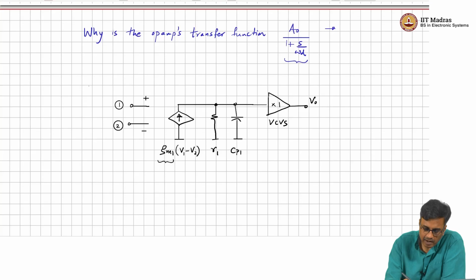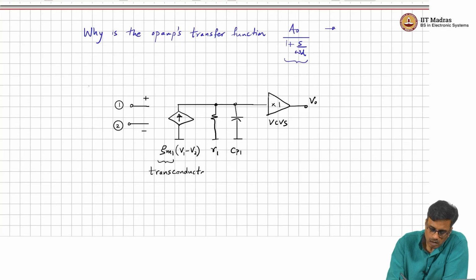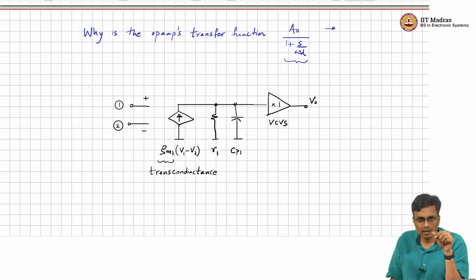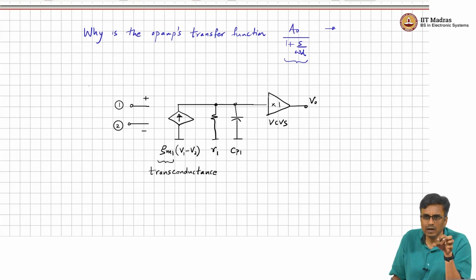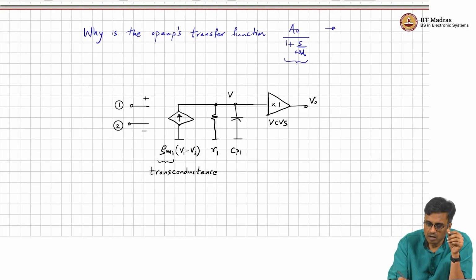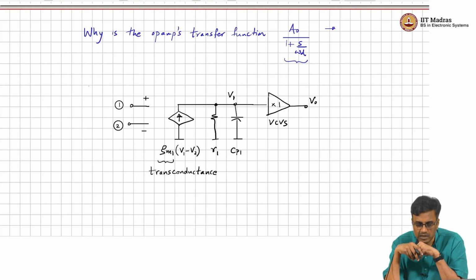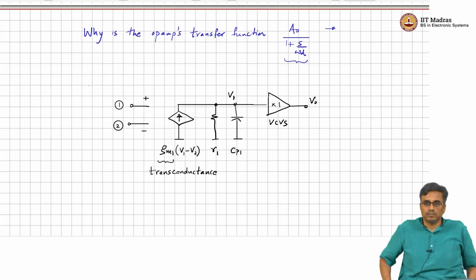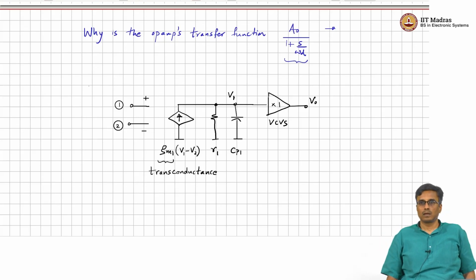GM1 is called the transconductance, because the first stage basically converts the difference in voltage into a current, and that current flows through a large resistor R1. That CP1 is an undesired parasitic capacitance that cannot be avoided, right. And at the output V1 of this stage, there is a voltage controlled voltage source. Why do we need the voltage controlled voltage source? We want to keep the output resistance ideally 0, in practice very small.